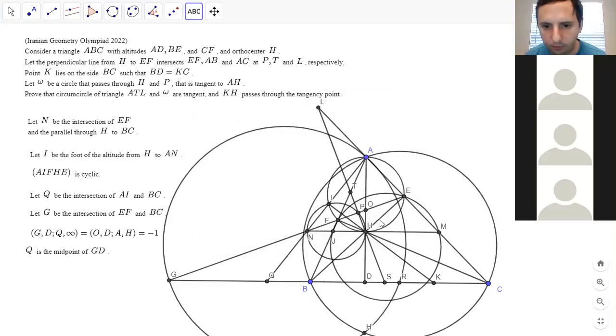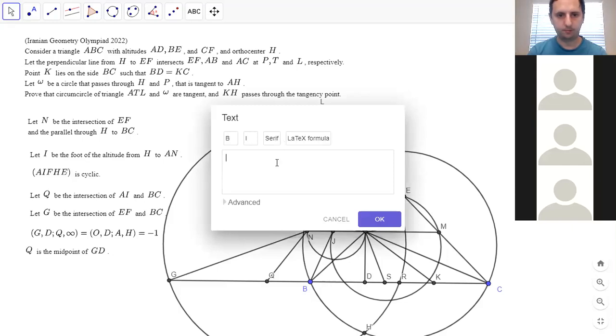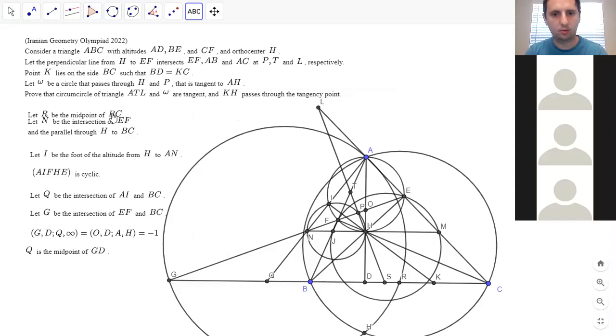So we know H is the orthocenter of AGR. So I'll say let R be the midpoint of BC. So H is the orthocenter of AGR. That's kind of well known. I'll just say it's well known for now.